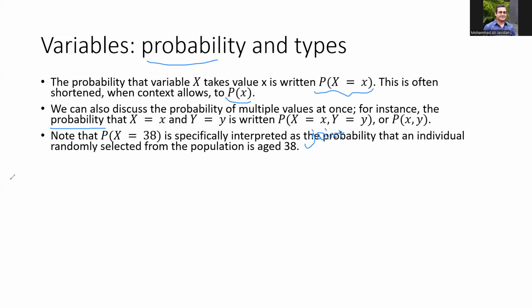Another thing that you need to consider is when we talk about the probability of a variable, for example, P of X equals 38, technically, this means the probability of an individual randomly selected from the population. So I use two words here: random selection and population.